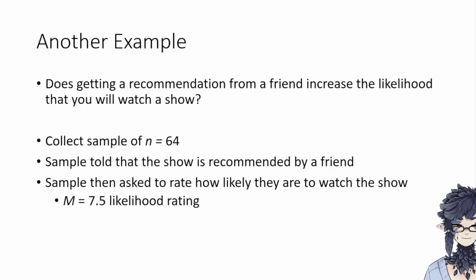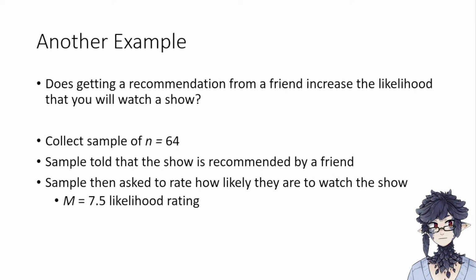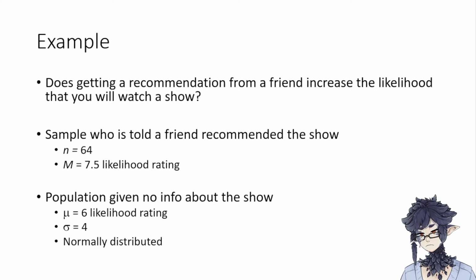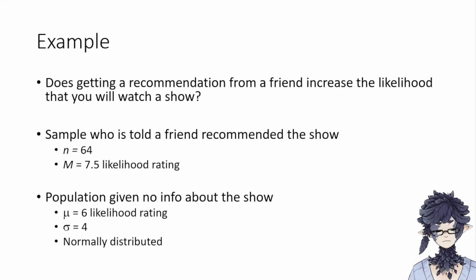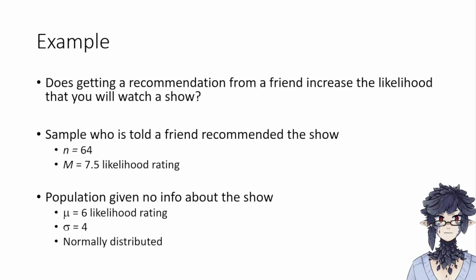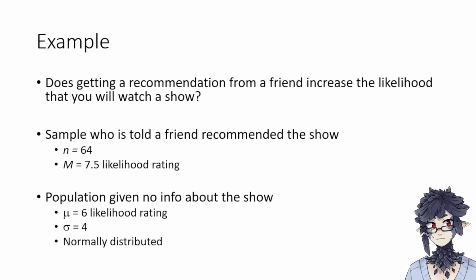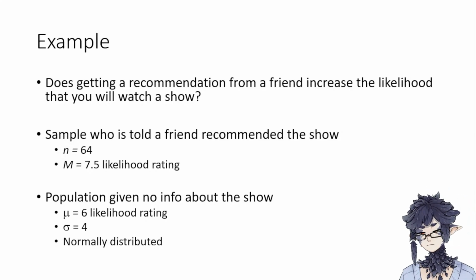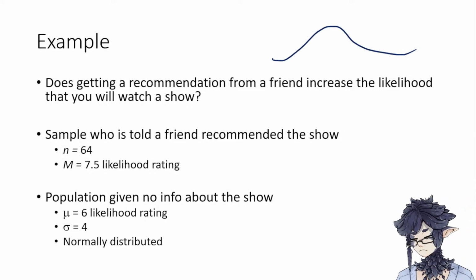Anyway. So, our sample has a 7.5 likelihood rating of watching the recommended show. Let's say the population says the likelihood of watching, say, Violinist of Hamlet or whatever is 6 out of 10. And the standard deviation is 4, and their likelihood ratings are normally distributed. So unimodal, symmetrical, that fancy distribution that is very fun to draw. 10 out of 10 do recommend this thing.